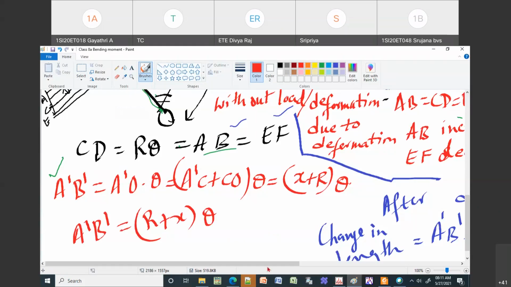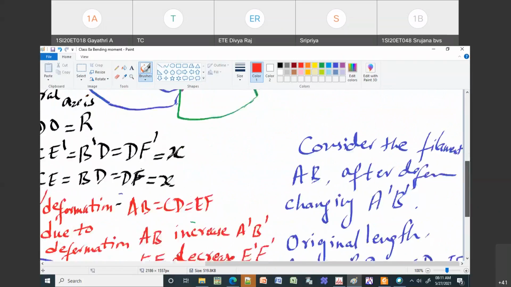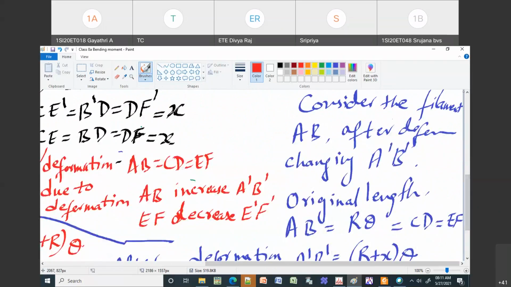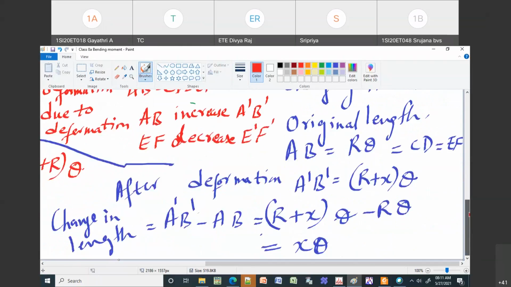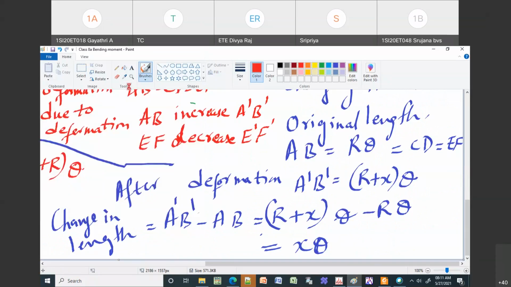Then we want to know the change in the length. How do you get the change in length? You take the original length. Original length is AB, and after deformation you have A dash B dash. So the change in the length, you can write as A dash B dash minus AB, which is nothing but x times theta. So you got this. This is your strain, okay, strain which is developed, delta L. Why we are doing it is, we want to know the Young's modulus. So now I will just take this in a new slide.